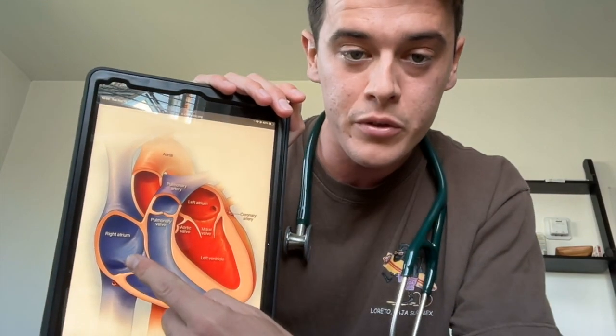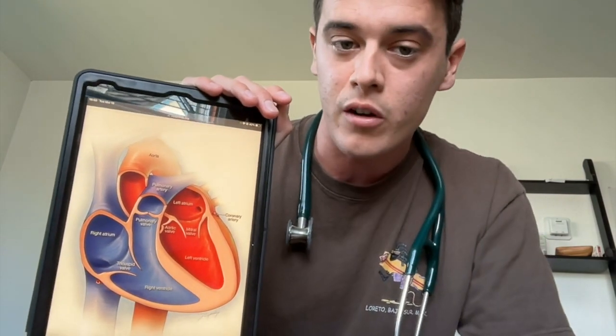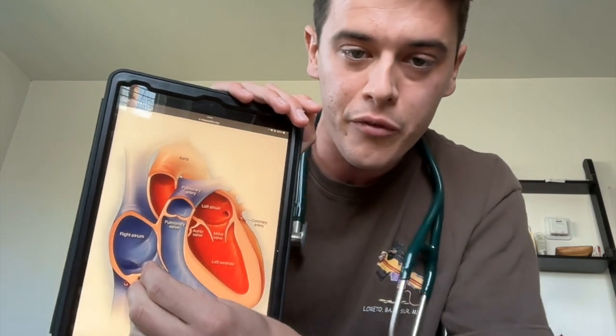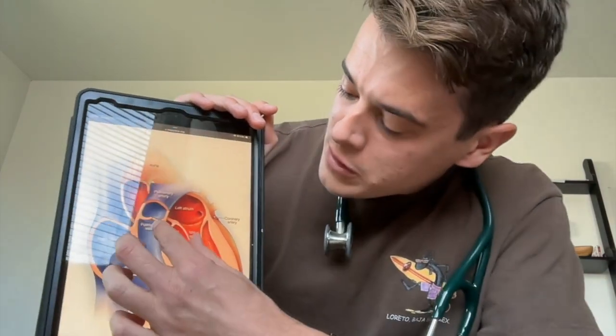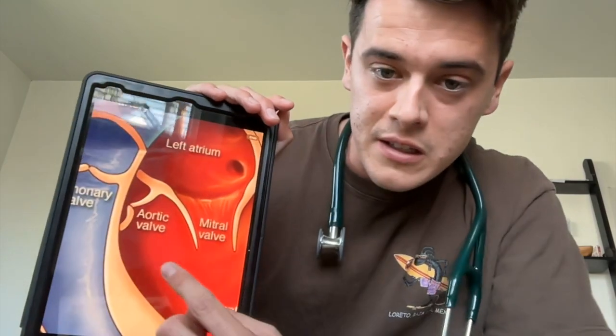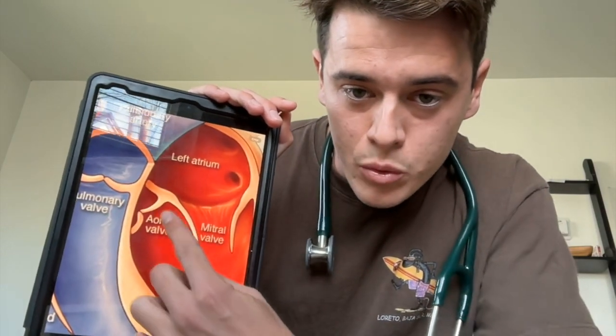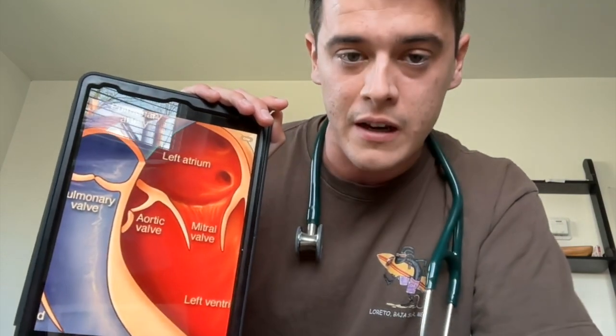If you're looking at the blue side here, that's the right side of your heart. Its responsibility is bringing the blood from your body, sending it to your lungs to get more oxygen. Then once you have oxygen in your blood, it's going to come through the left side of the heart here in red. Now, if we zoom in a little bit here, you can see that there's actually valves between the two different chambers on the left side of the heart.